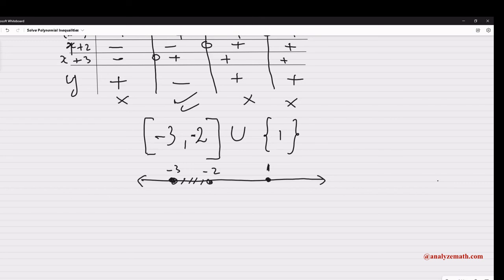Now, in inequality form, this can be written like this. Now, note the equal here, or x equal to 1, the 1 here, which is also here.